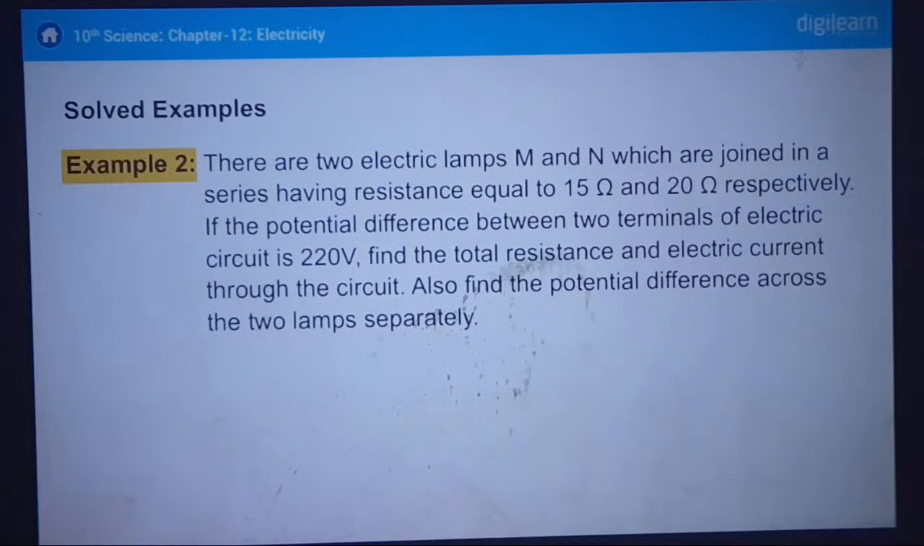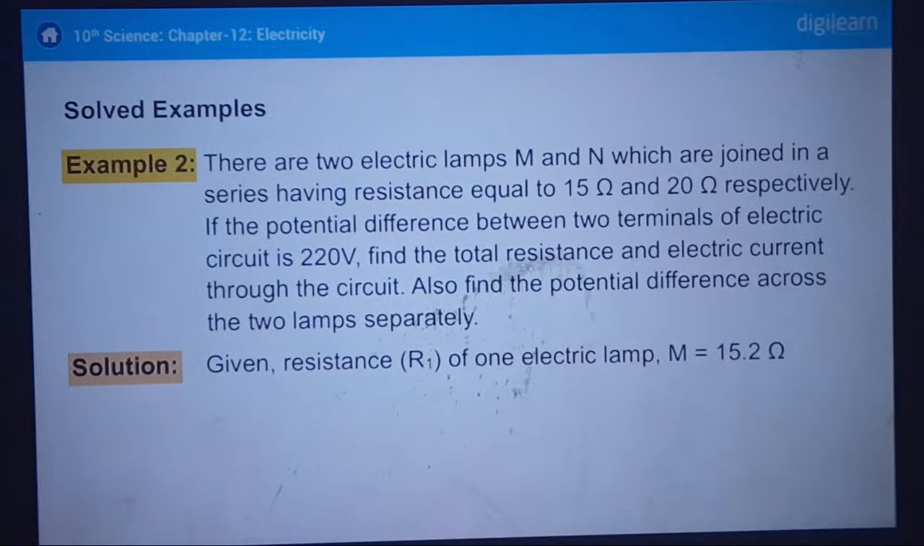There are 2 electric lamps M and N which are joined in series having resistance equal to 15 ohms and 20 ohms respectively. If the potential difference between 2 terminals of the electric circuit is 220 volts, find the total resistance and electric current through the circuit. Also, find the potential difference across the 2 lamps separately.